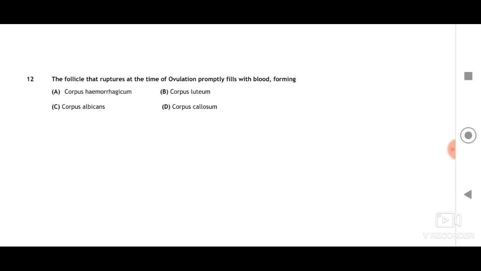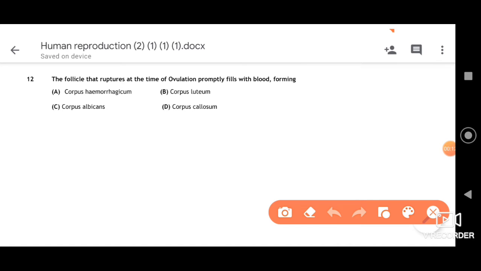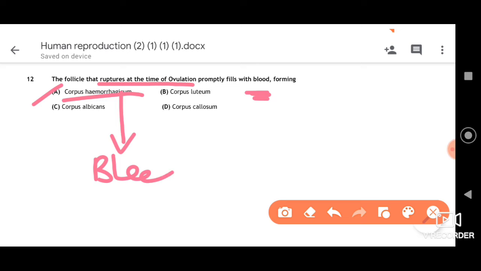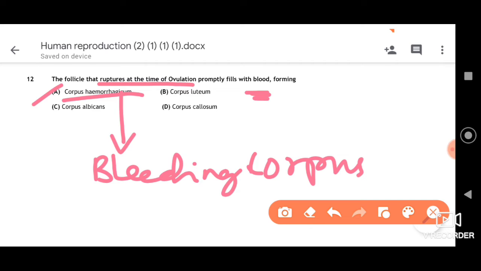Next question we have: the follicle that ruptures at the time of ovulation promptly fills with blood, forming what? We need to understand that whenever there is rupturing of the follicle during ovulation, of course it fills with blood and forms a structure called the corpus hemorrhagicum. This corpus hemorrhagicum, dear friends, is also called the bleeding corpus luteum, my dear friends.